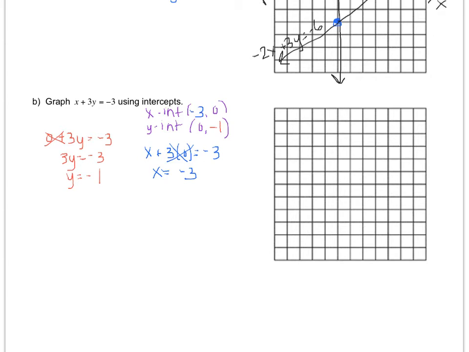So now I'm going to plot my line. Make a grid with arrow tips, x, y. Use a straight edge, please. I'm going to plot (-3, 0) and (0, -1), and connect. There's the line. And don't forget, x + 3y = -3 goes on the line.